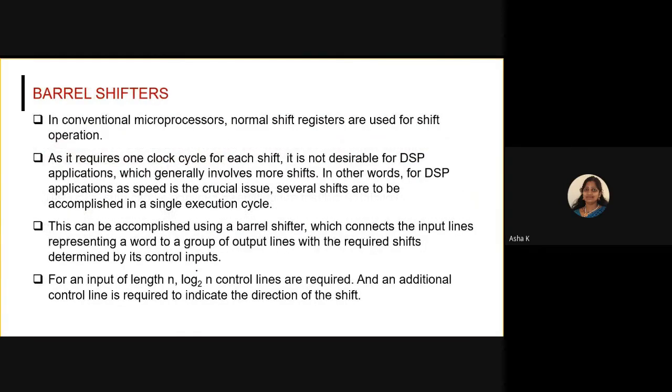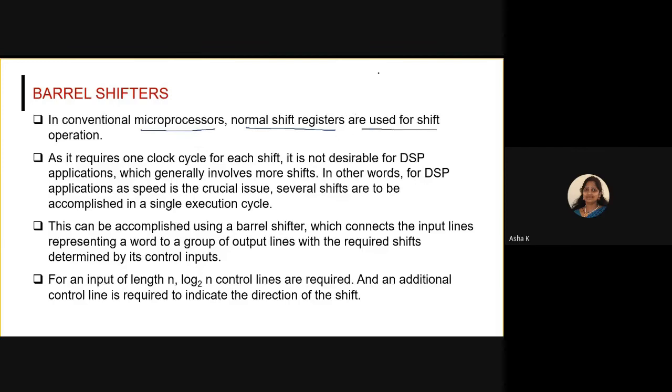So what kind of shifters do we use in DSP architecture and algorithms, and what was the concept of shifters in the case of the conventional microprocessor system? In the earlier conventional microprocessor system, normal shift registers were used. A register is a storage device. It consists of a combination of flip-flops. Normal shift registers are used to perform the shift operation.